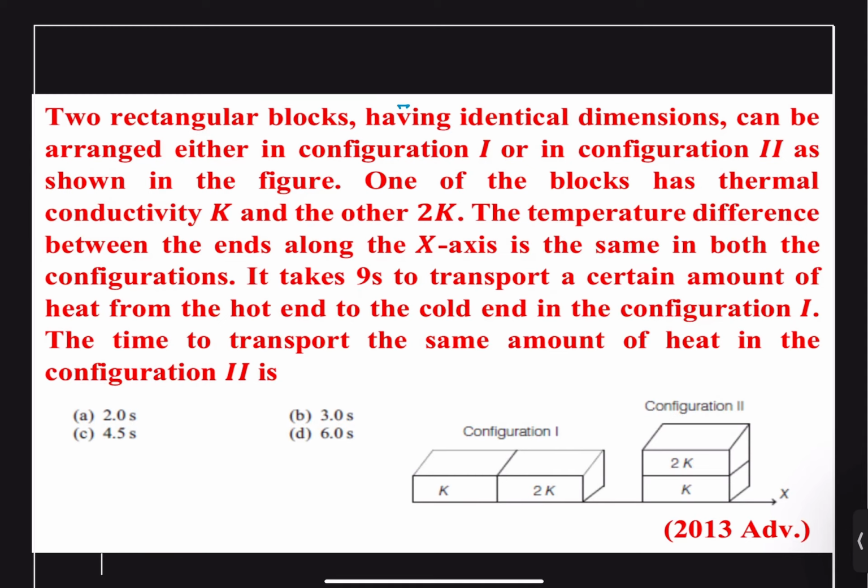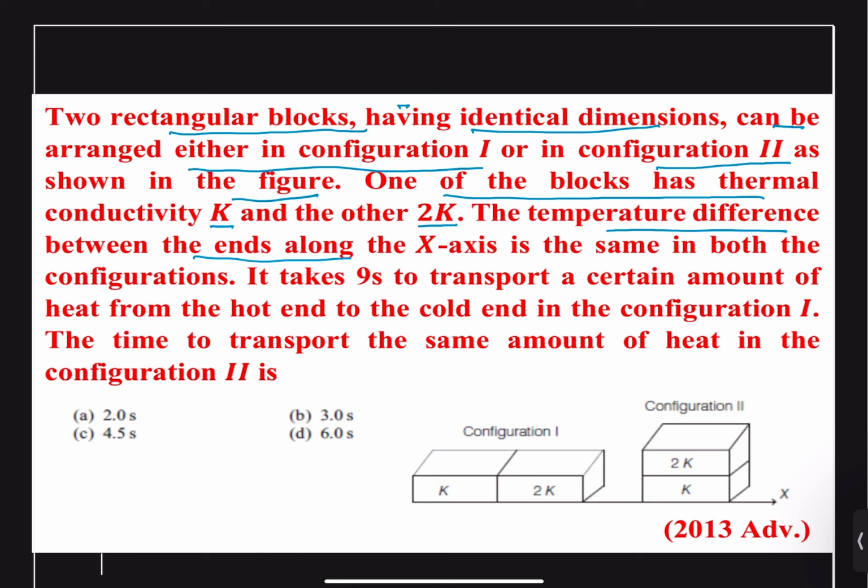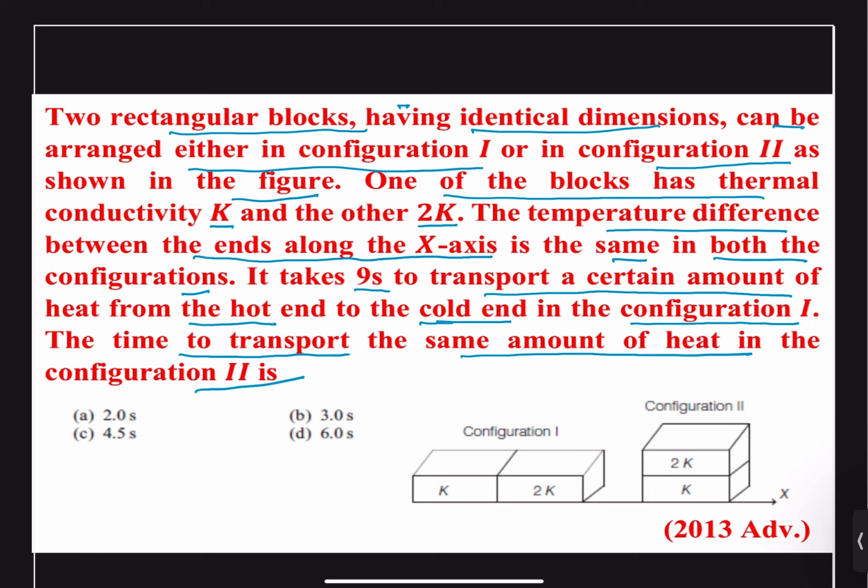Hello friends, in today's question, two rectangular boxes having identical dimensions can be arranged either in configuration 1 or in configuration 2 as shown in the figure. One of the blocks has a thermal conductivity K and the other has 2K. The temperature difference between the ends along the x-axis is the same in both configurations. It takes 9 seconds to transport a certain amount of heat from the hot end to the cold end in configuration 1. The time to transport the same amount of heat in configuration 2 is?